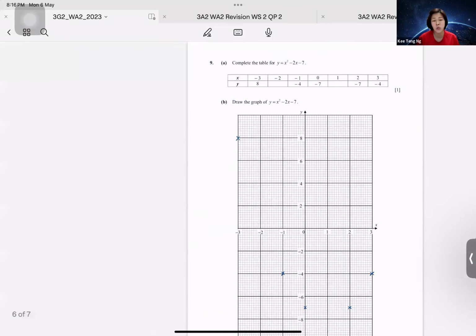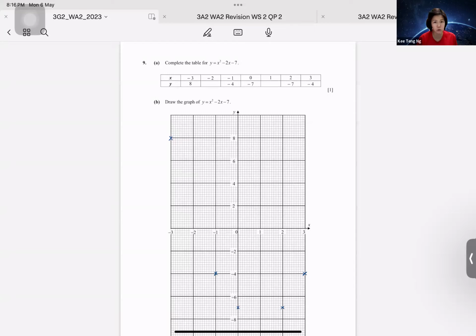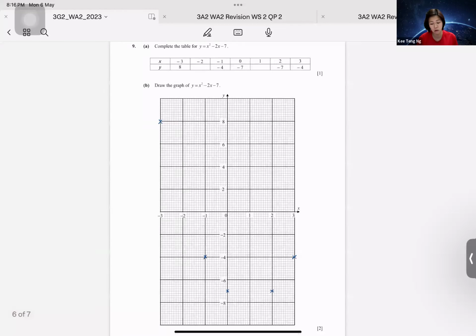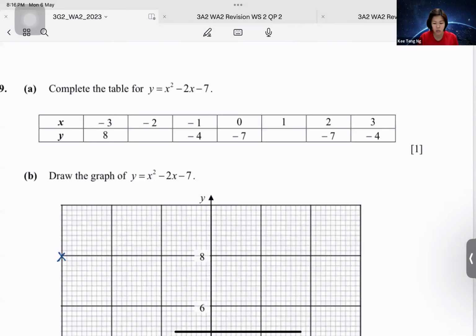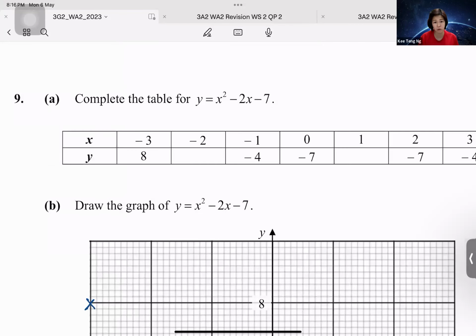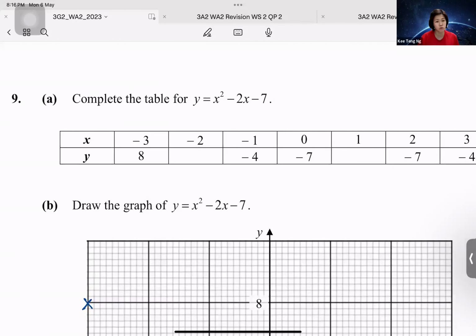Okay, this one is very important. You cannot give up on this question directly. You need to at least draw the graph, plot the points and draw the graph. So let's begin. I'll go through the very basic of the basic first. Okay, let's go through this question.